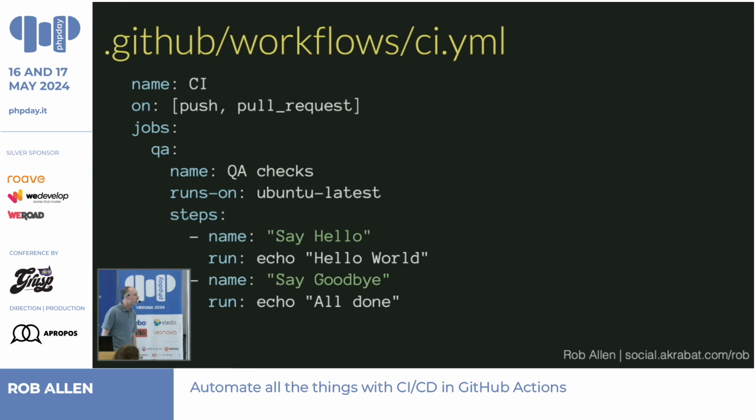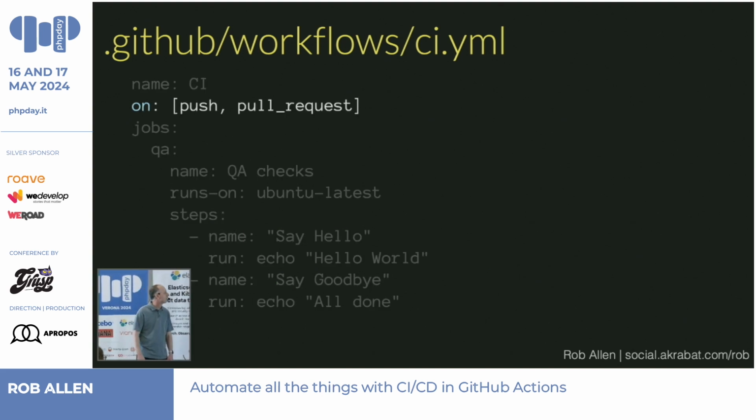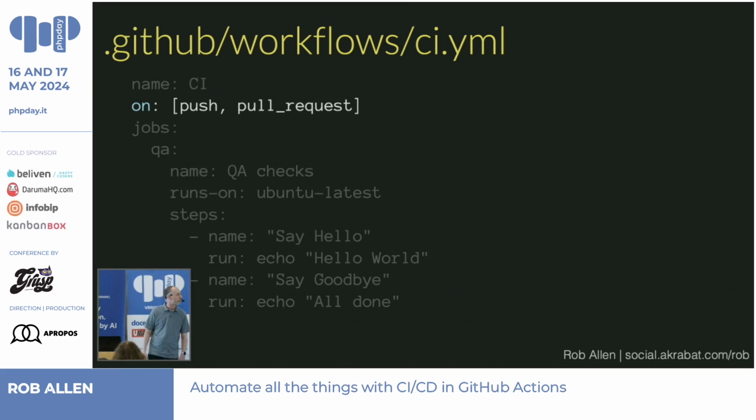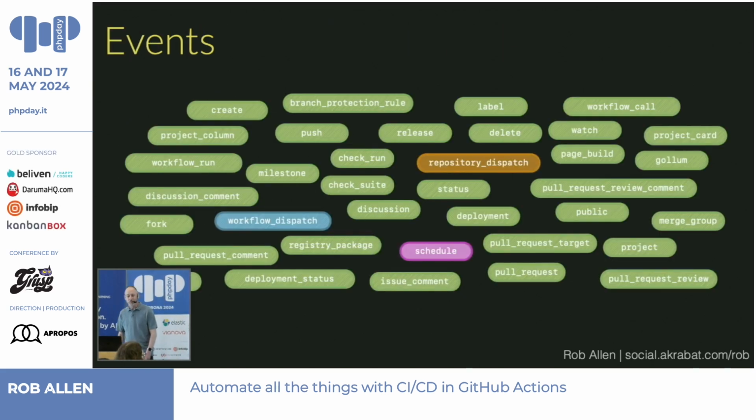We have a YAML file. It lives in .github/workflows, and it's got a name, and then it's got an on. The on is when you will run this particular workflow. There are a lot of events in GitHub that you can use to trigger that workflow. Loads of them. There are 33 repo events.